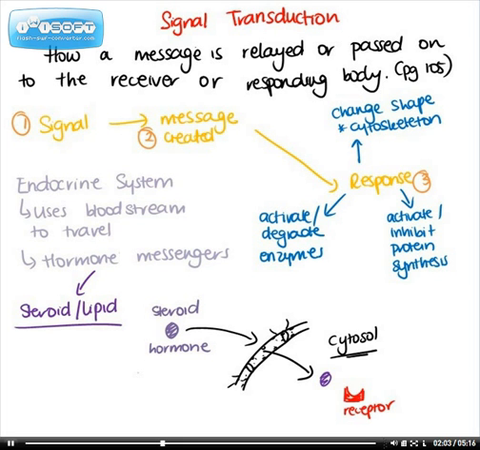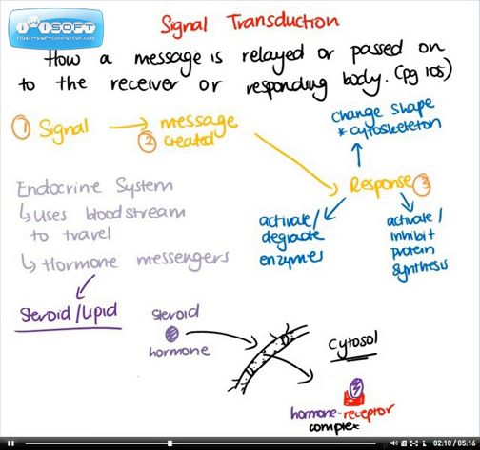Inside the cell, the hormone will bind to a complementary receptor, creating a hormone receptor complex. In this particular case, the hormone receptor complex is going to move into the nuclear pore and interact with the DNA to initiate protein synthesis.